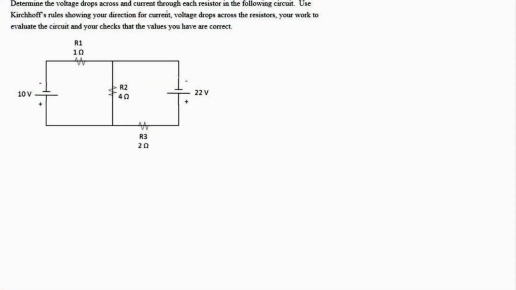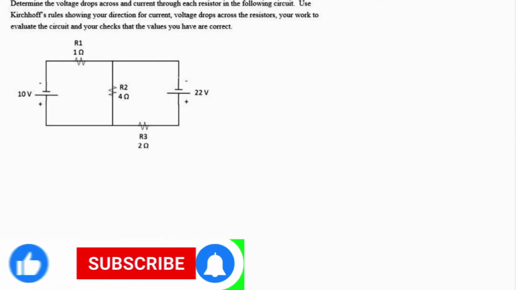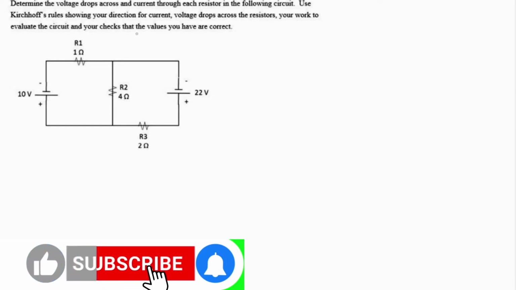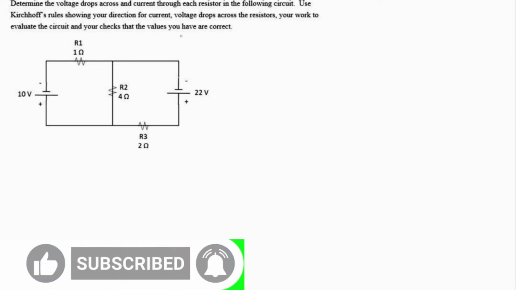Find the voltage drop across and current through each resistor in the following circuit. Use Kirchhoff's rules, showing the direction of the current and voltage drop, and use your work to validate the values, and do your checks that the values are correct.